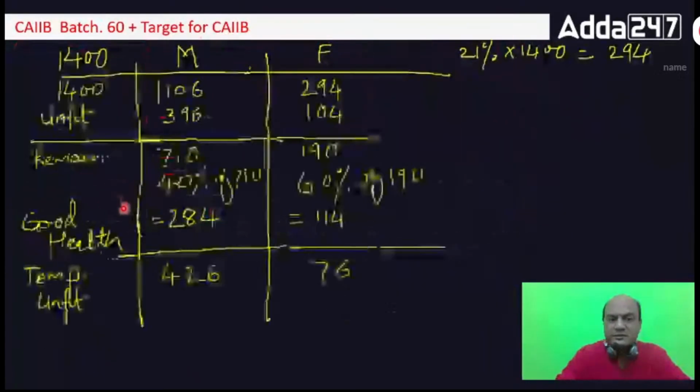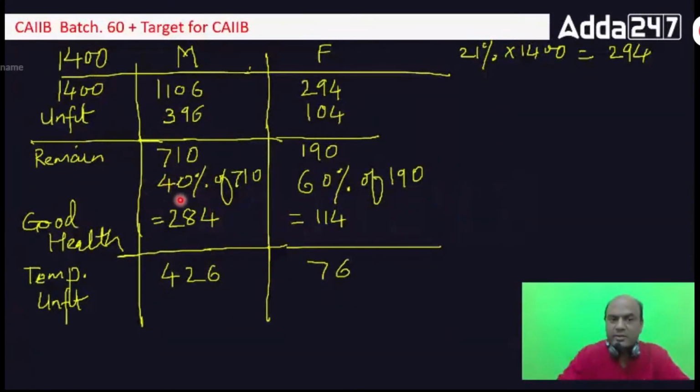40% of the remaining males. So 40% of 710, what does that become? It becomes 284. And 60% of the remaining females, 190. So 60% of 190 is 114. So they were in good health. So good health is this much.